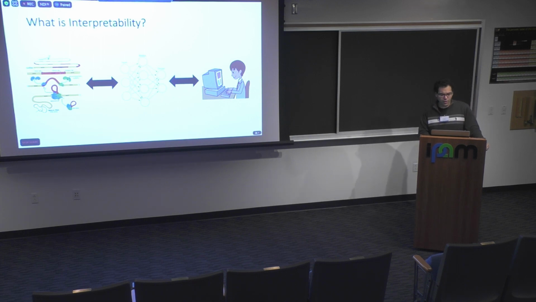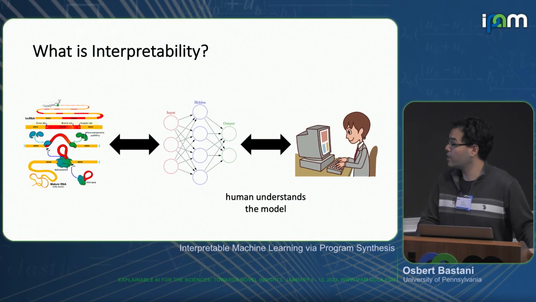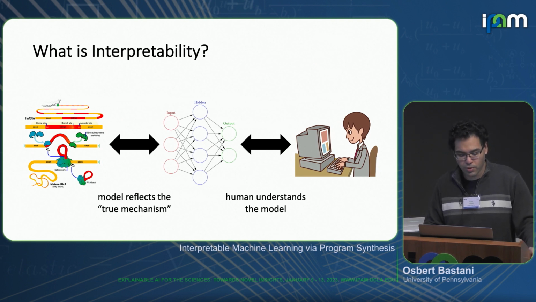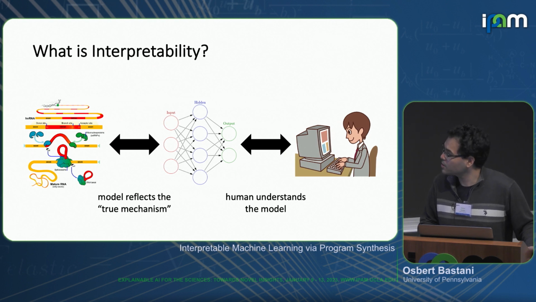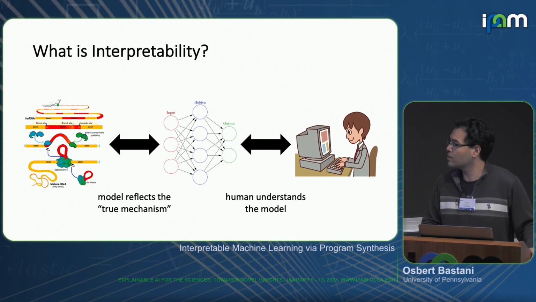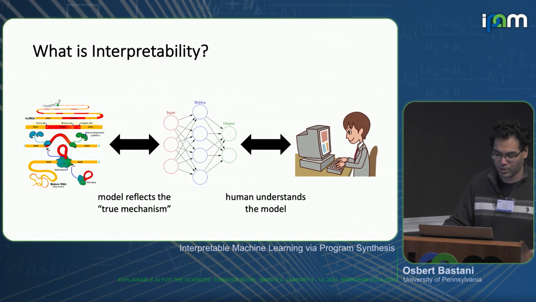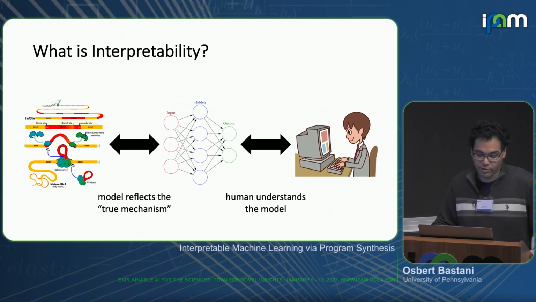And for this to work, the human has to be able to understand the model. That's what a lot of the traditional interpretability literature is focused on. We have to be able to know what the model means. But there's also a really important aspect, which I think doesn't get as much attention, which is that the model also has to accurately reflect the true underlying mechanism, whatever that might be.